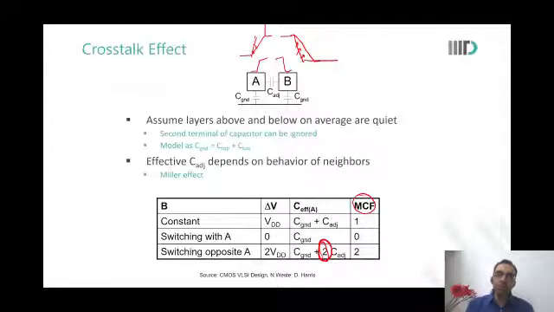This becomes very important when you're making layouts for analog circuits. For example, layouts for PLLs or even sense amplifiers in a memory, because there you want capacitance to be predictable. But if it can change simply because of its environment, you could be at risk.